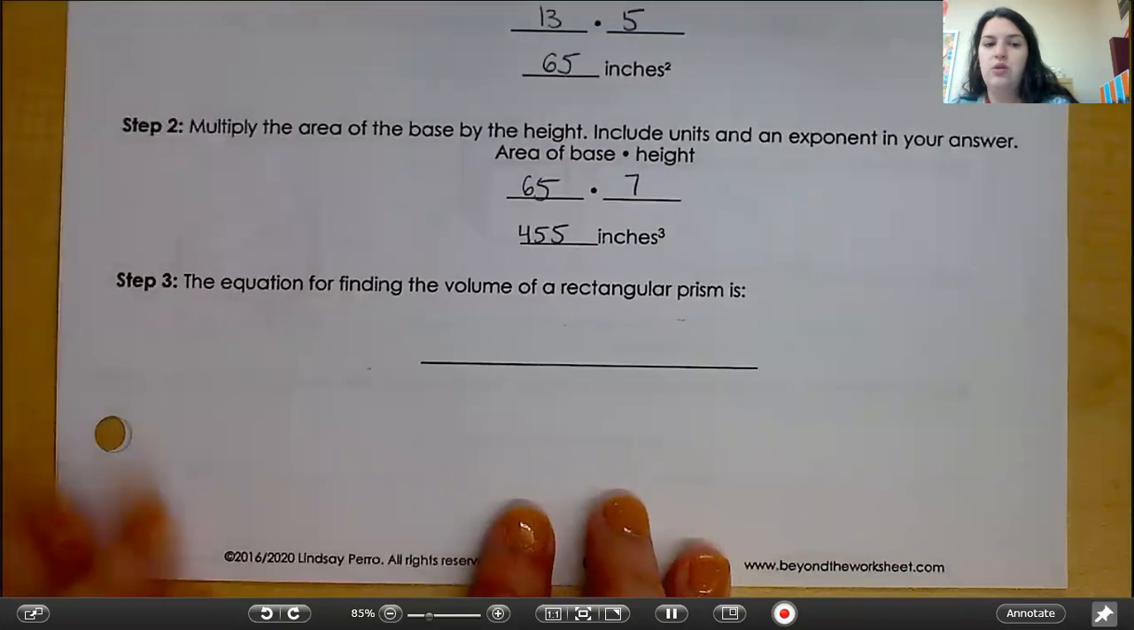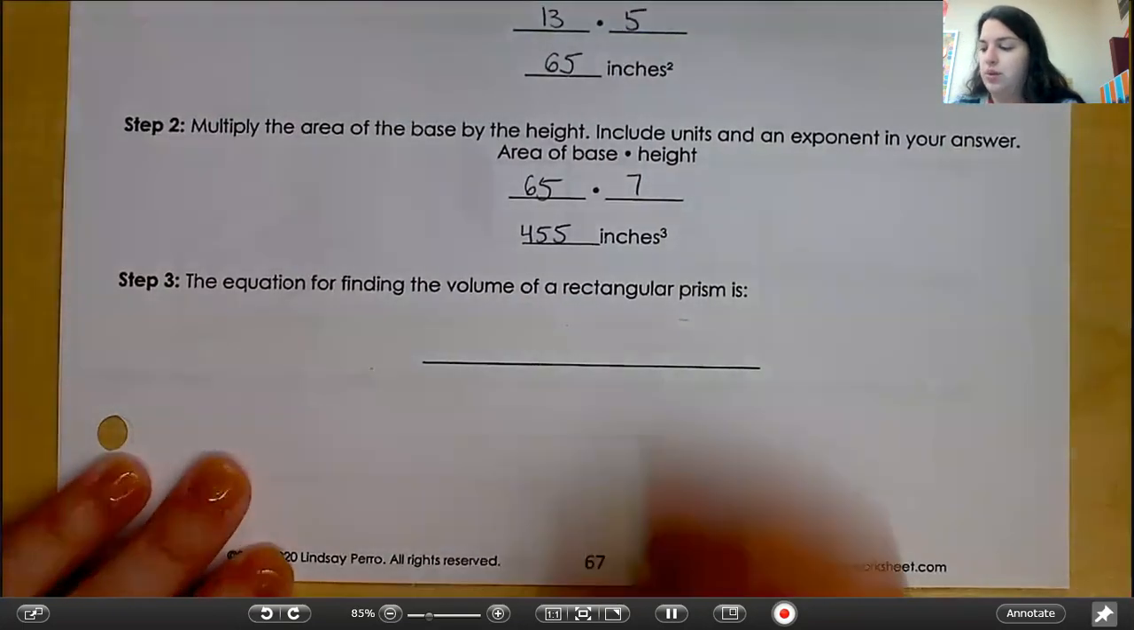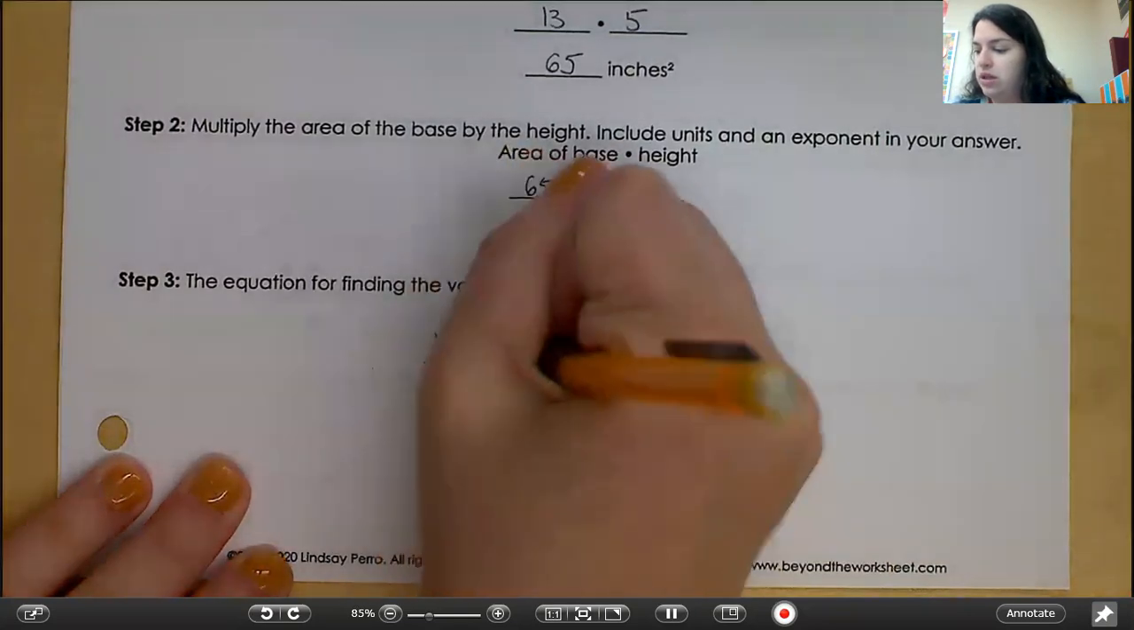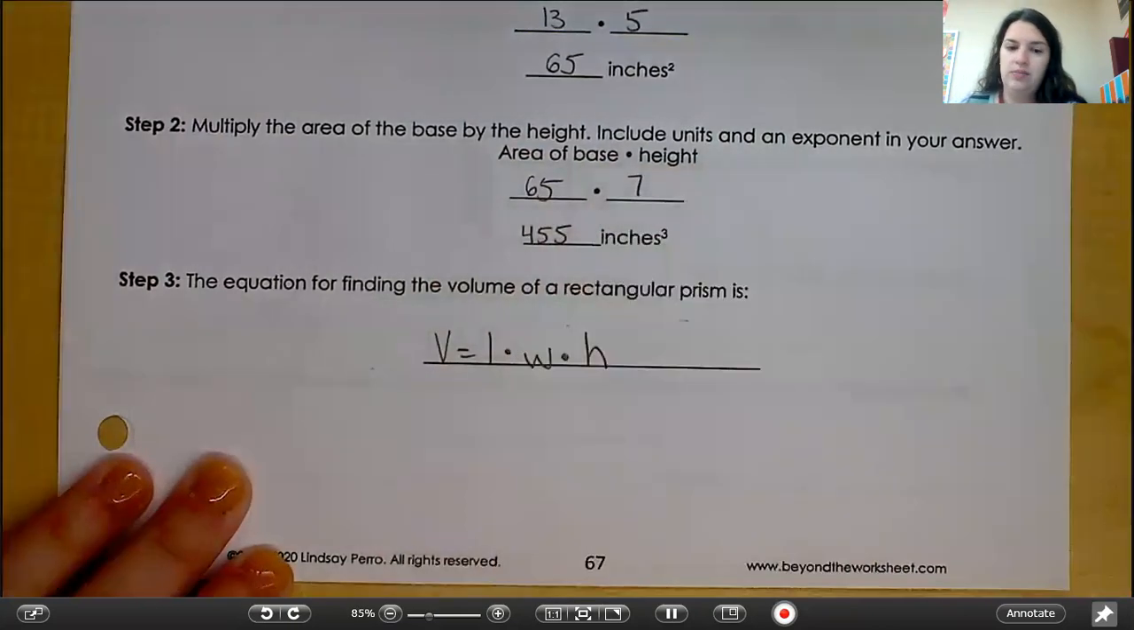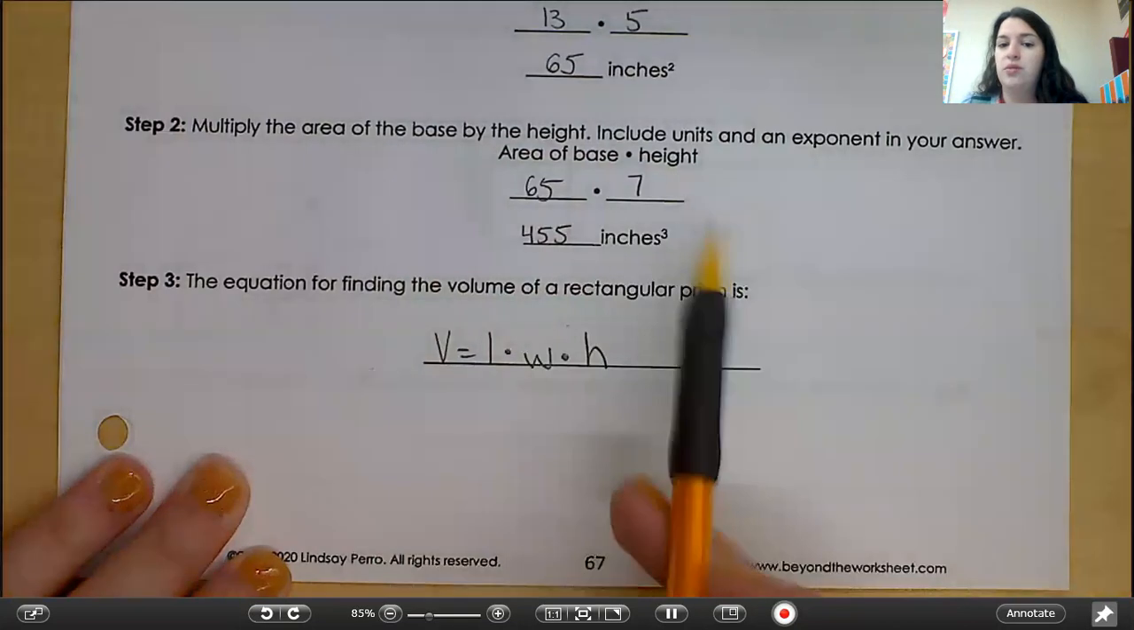So step 3, the equation for finding the volume of a rectangular prism is volume equals length times width times height. Just multiply all three together. Remember, volume again is always measured in cubes.